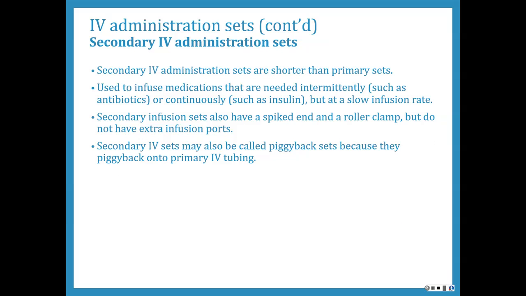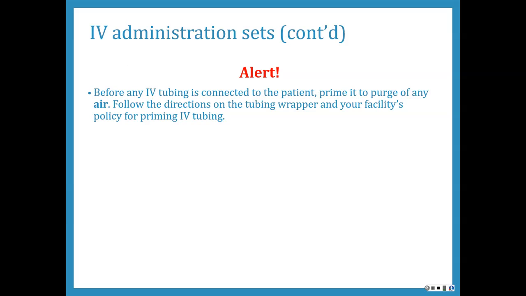So again, secondary is shorter. We often use this for those medications that are needed intermittently, such as antibiotics. And they also have that spike so that we can puncture and get into that medication bag. And we often will also call these piggyback sets because they're in addition to that primary tubing. We do want to make sure that before we would connect any tubing to the client that we purge out all of that air. And so this is just an alert to make sure that you understand just how important that step is.